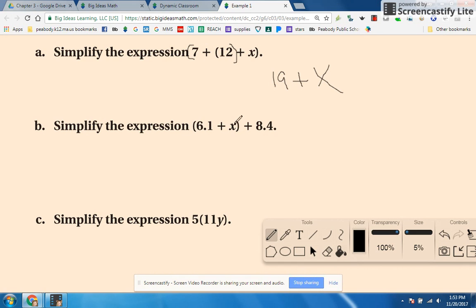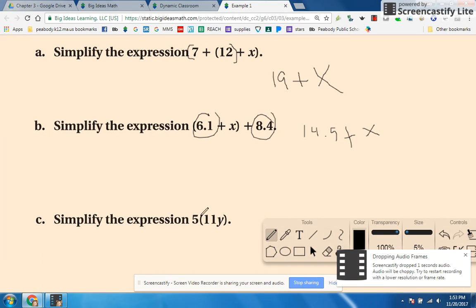Same with this one. I can regroup and put the parentheses over here, and then I could switch this order around to put the numbers inside. That's going to be the commutative property. Really, all I'm doing is adding 8.4 plus 6.1. That's going to give me 14.5. You would line up your decimals and then put a plus x at the end. So that's my answer, 14.5 plus x. All you're doing is adding the numbers and then adding the letter to it.